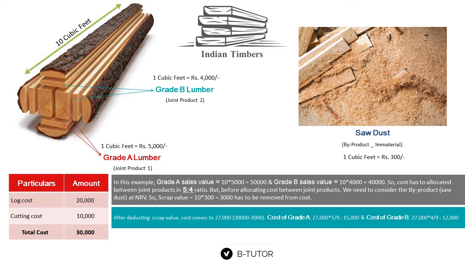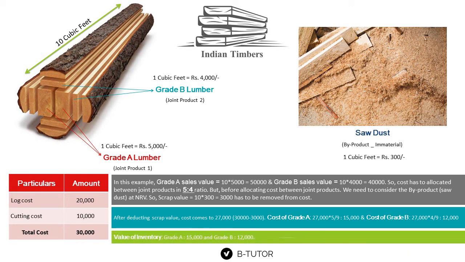Inventories are valued at lower of cost or net realizable value. Since sales value is more than cost, hence value of inventory of grade A will be 15,000 and grade B will be 12,000. Next topic, cost formulas.